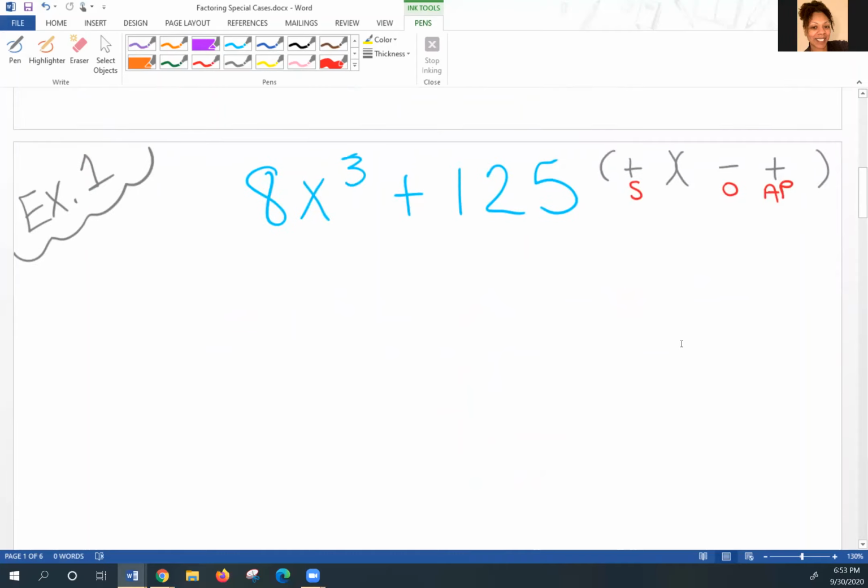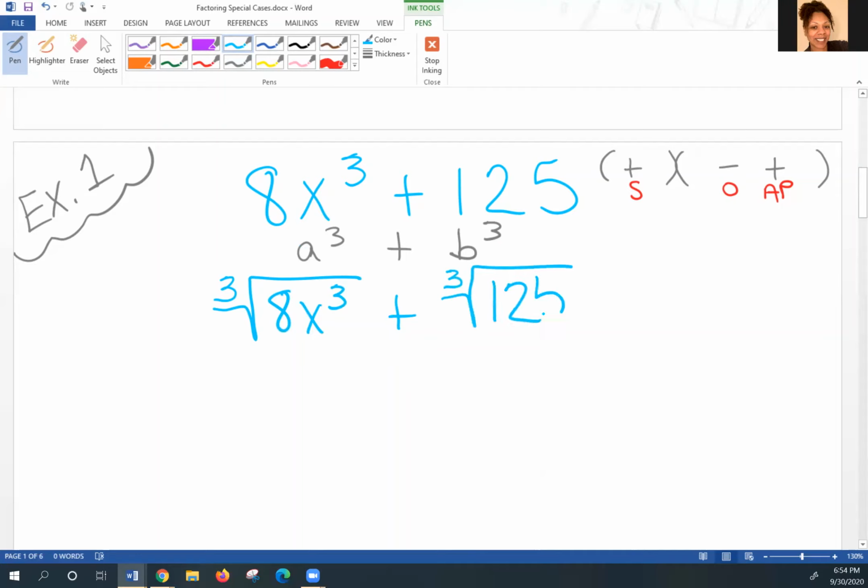Let's get started on this first example. So for me, you don't necessarily see that this is in the form of a cubed plus b cubed, but it is. If I can take the inverse of this first term, meaning this is cubed, if I can take the cube root of 8x cubed and then do the exact same thing with that second term, take the cube root of 125, which I can, that simply means that I can use this method and I will end up with a binomial times a trinomial, and my signs will spell the word SOAP. How do I do this manually?